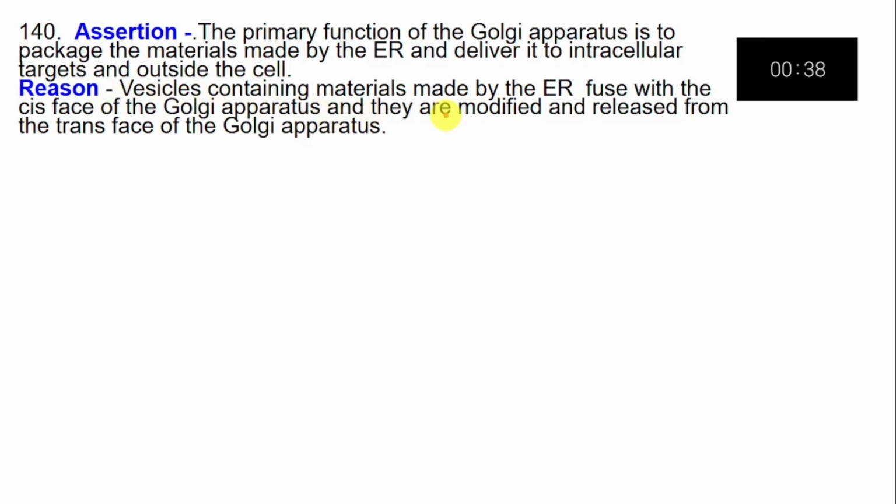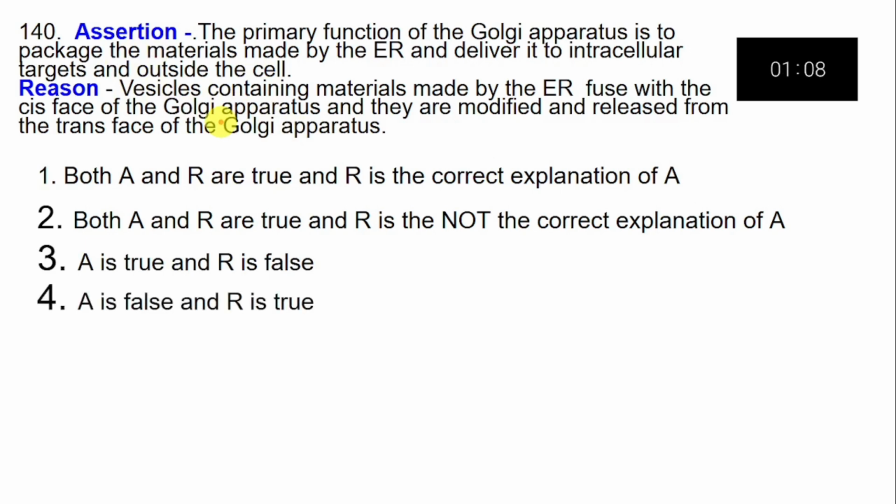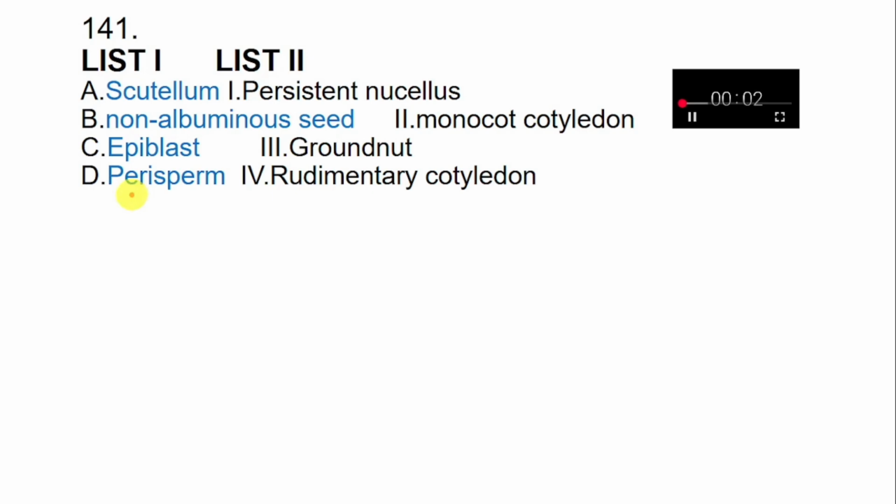Reason says vesicles containing material made by ER fuse with the cis phase, correct, of Golgi apparatus, and they are modified, correct. So glycosylation will happen and released from the trans phase of Golgi apparatus. Correct. This is also correct, and it is the correct explanation of A. So this is the only information given in NCERT, so it matches very well. It explains assertion. So option 1 will be the right answer.